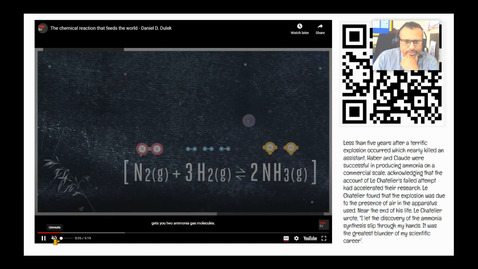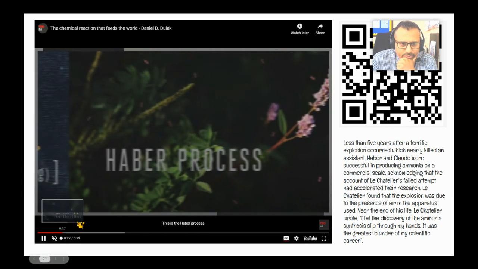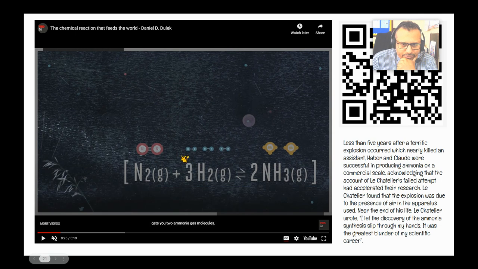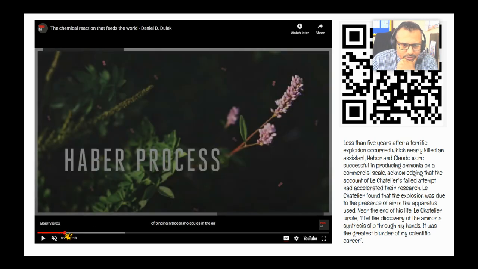So the Haber process consists of this single nitrogen molecule. And what you have to do is you have to snap that apart. So you introduce the nitrogen as part of this process. You have 3 molecules of hydrogen for every molecule of nitrogen. So you have to snap these apart and then you recombine them. So each of the nitrogens is then surrounded by 3 hydrogen atoms, and that makes up your ammonia molecule.